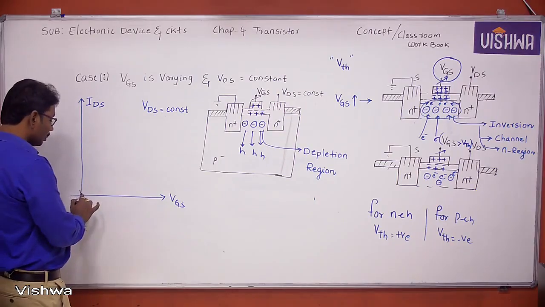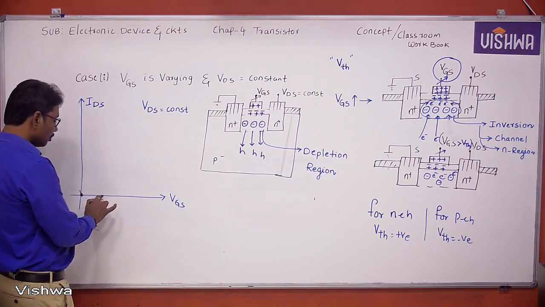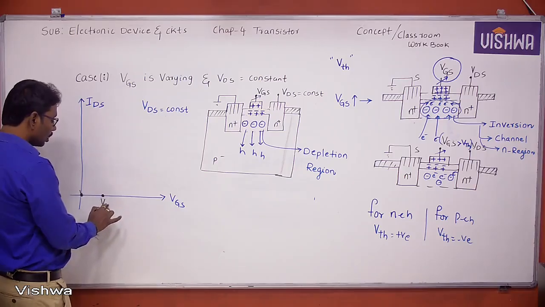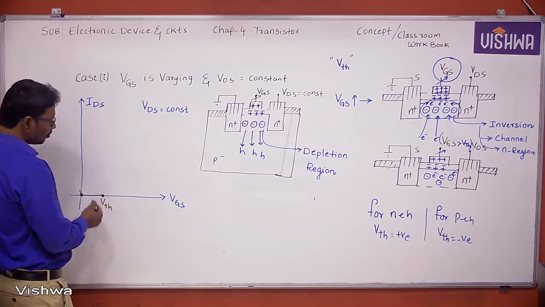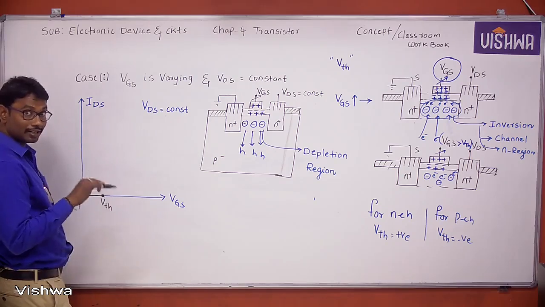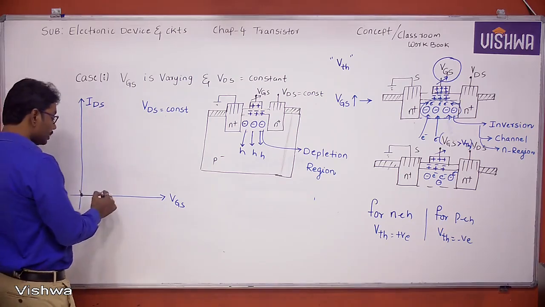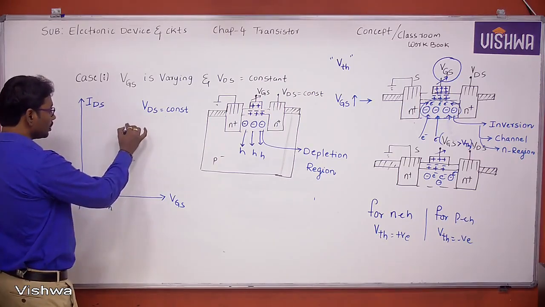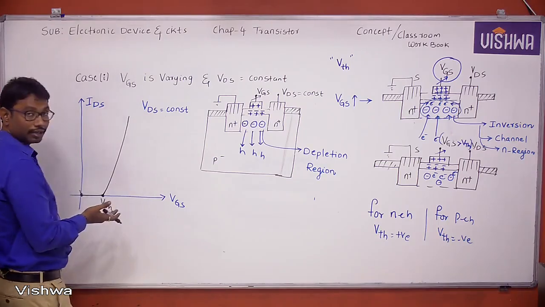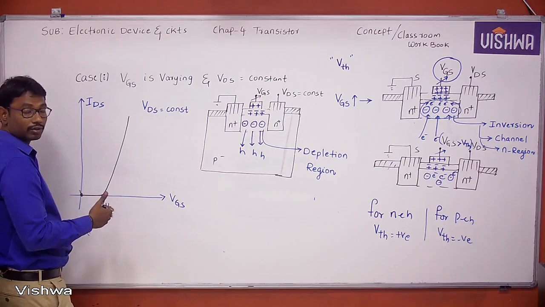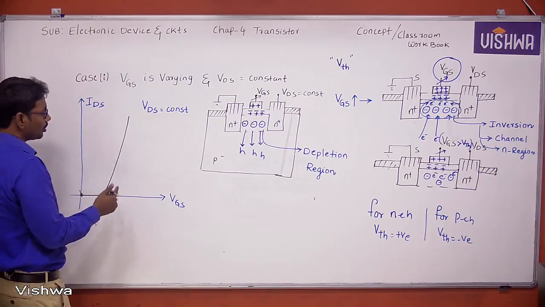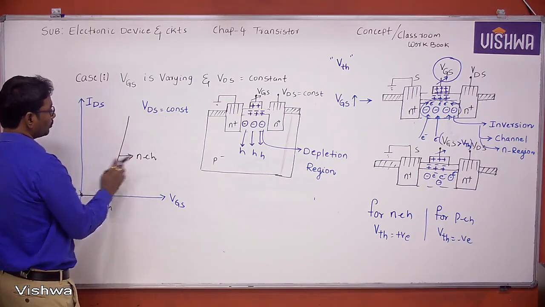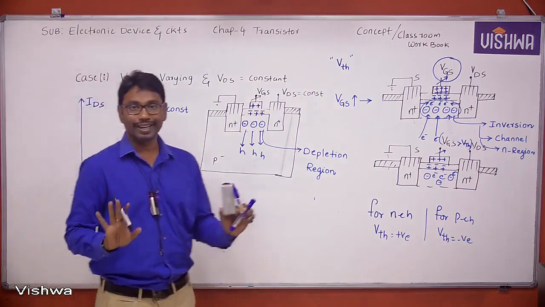So when VGS increases up to some point, at what voltage? Threshold voltage, right? So what is the current IDS value? Still zero, because the channel is not completely formed. Where is the channel completely formed? At threshold voltage. When VGS increases further, the current IDS suddenly increases because the channel is created. Channel conductivity increases, electron concentration increases, so the current suddenly increases. This is the transfer characteristics for which channel? N channel. This is about case 1.